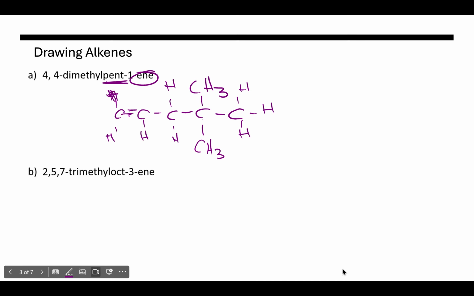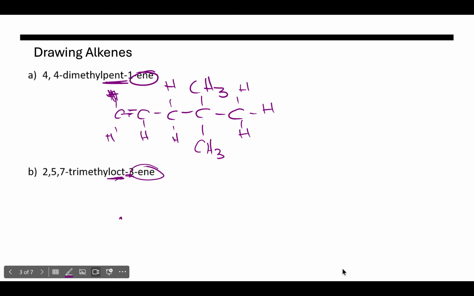And now that one is done. Looking at example B, and this time I'm just going to do a line diagram to go a little bit faster. I again want the root first, which is oct, and oct means 8. And on carbon 3, I'll have the double bond shown by ENE. So when I'm doing this in a line diagram, just remember every point is a carbon.